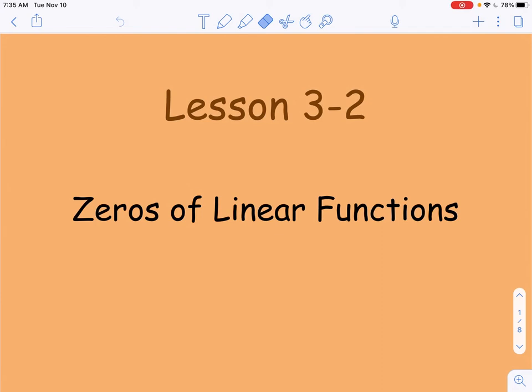Hi, we are going to look at lesson 3.2, which focuses on zeros of linear functions. In this particular video, we're just going to talk about what a zero of a linear function is and look at some other terms for it.